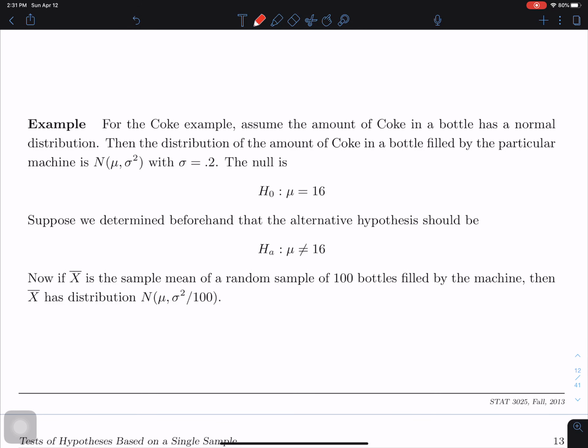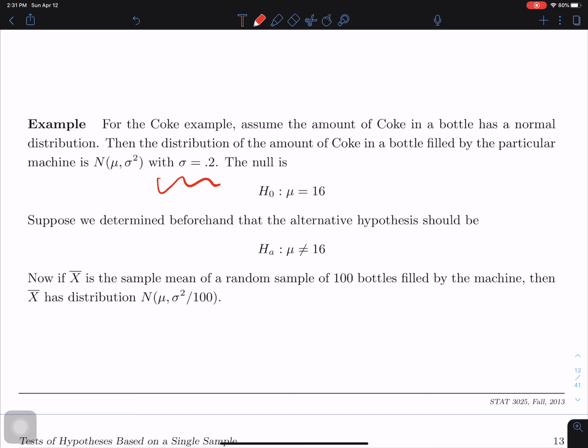Now, for the Coke example, assume the amount of Coke in a bottle has a normal distribution. Then the distribution of the amount of Coke in a bottle filled by the particular machine is assumed to be normal with mu and sigma squared. And here, sigma is known to us. The null hypothesis is mu equal to 16, and the alternative hypothesis is mu not equal to 16.